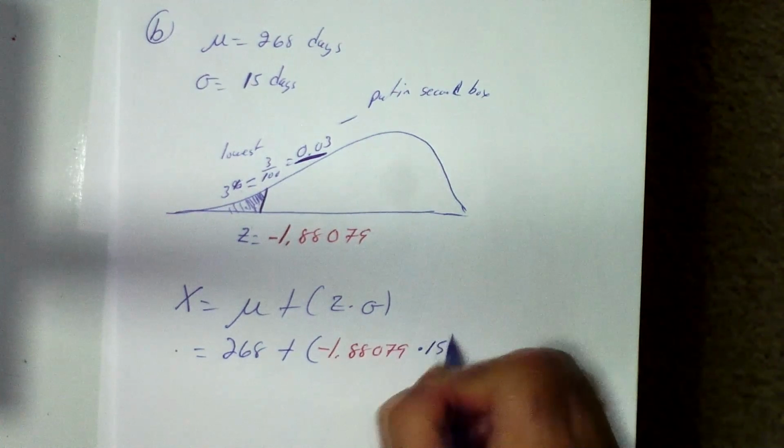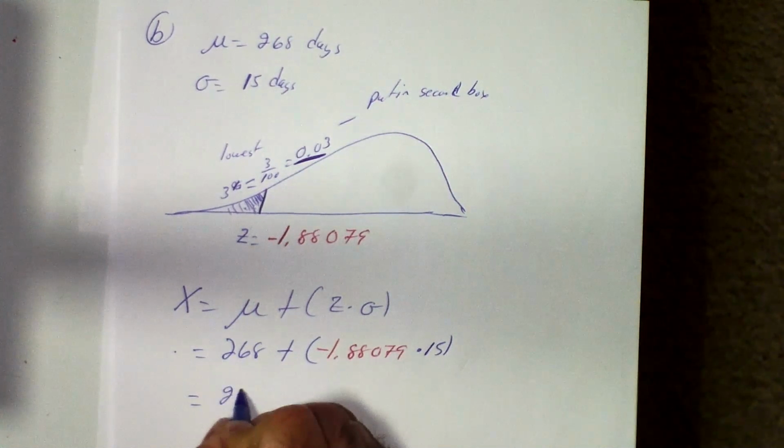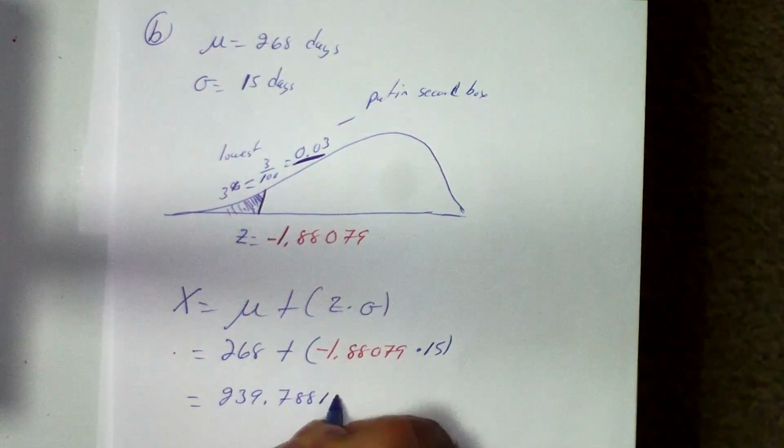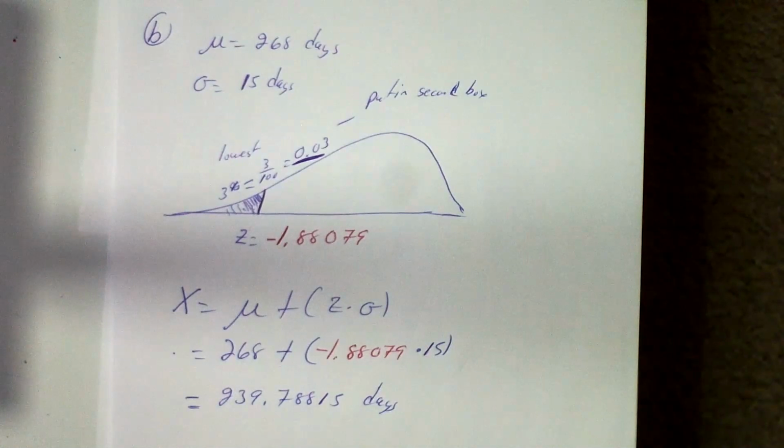So at this hospital, the cutoff between preemies and full term is 239.78815 days. That's the cutoff between preemies and full term. So any baby born at less than 239 days is considered a preemie. Anything above 239, that's a full term. That's how that hospital operates.